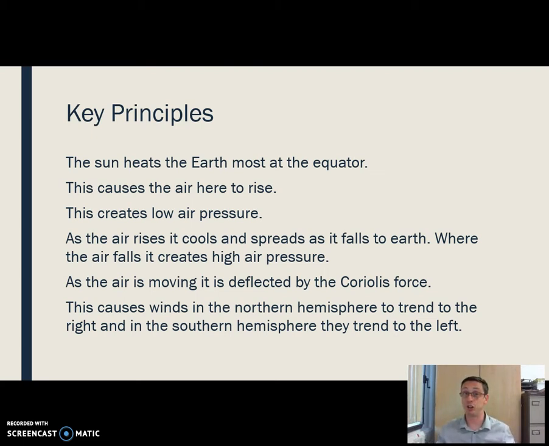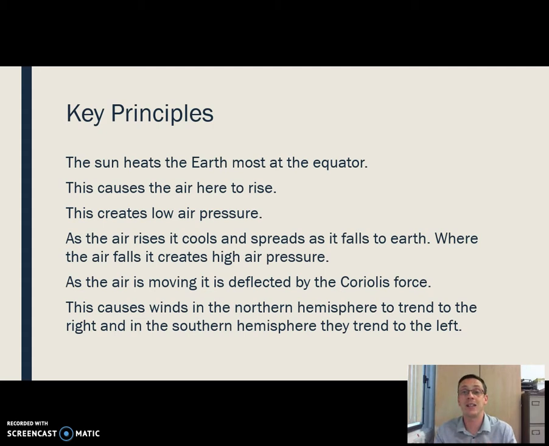As that air rises, it cools and it spreads and falls back down to Earth. As that happens, we've got areas on the Earth where we've got high air pressure, because the relative weight of air there is pushing down on the Earth. It means there's, relatively speaking, more air pushing down on those particular places.